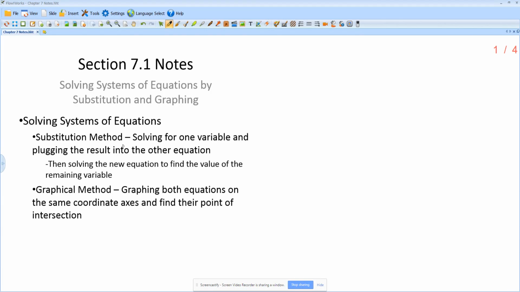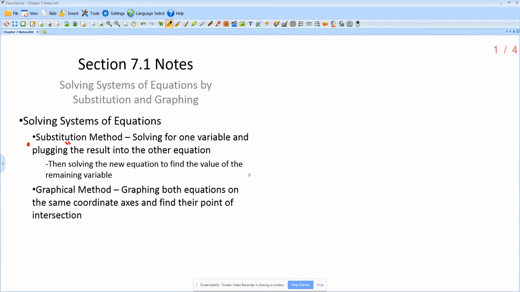Solving by substitution is when you're going to be solving for one variable first, then plugging the result into the other equation. That will allow you to then solve numerically for one of the values. The graphical method is when you're going to graph both equations on the same coordinate plane and find their point of intersection.